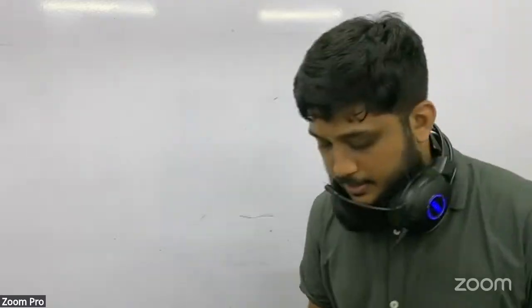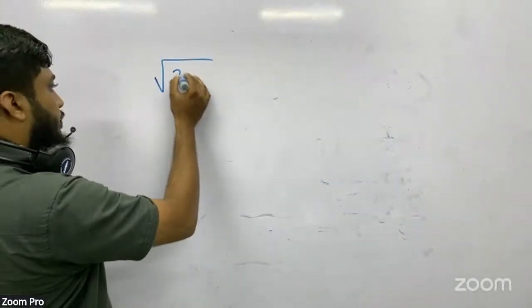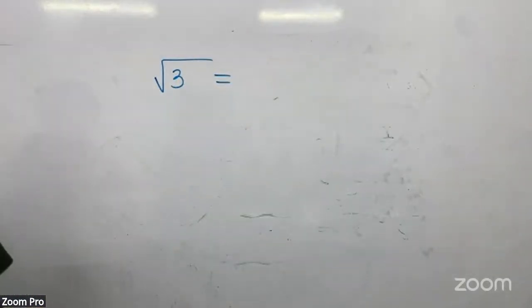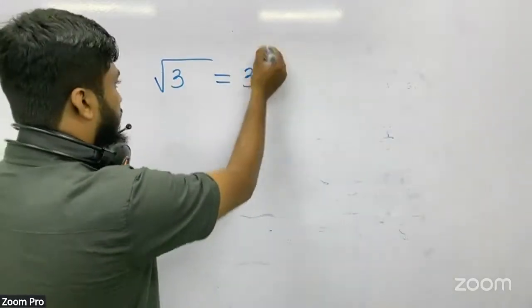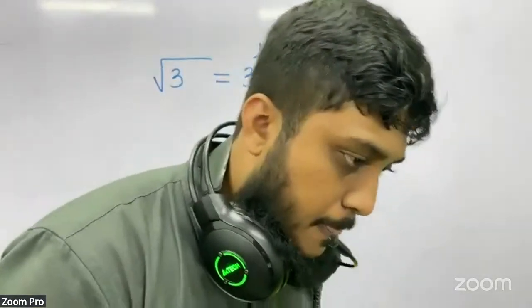Okay, now see this part. In this part, they have asked to convert the root into indices. Remember, you have to listen to this. If there is root 3, we can write root 3 as a power. Which power? We can write it as 3 to the power half.